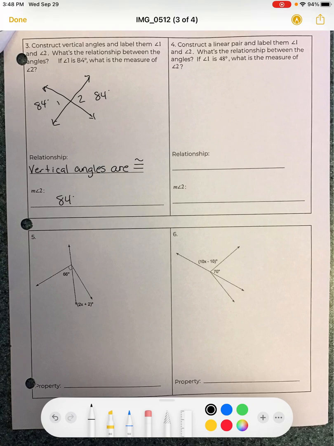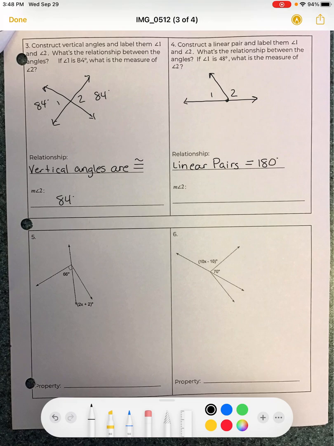Question 4 here says construct a linear pair. Linear pair means a straight line, but a pair means it takes two angles to make that straight line. Put 1 and 2. What's the relationship? So we would say linear pair. What do we know about a linear pair? They make a straight line, so linear pairs equal 180 degrees because a straight line is 180 degrees.